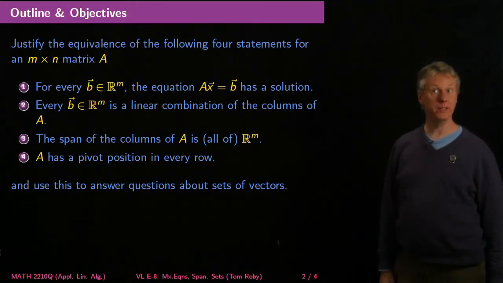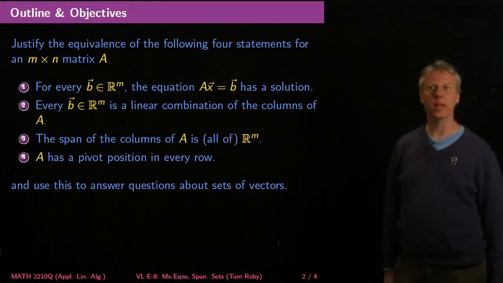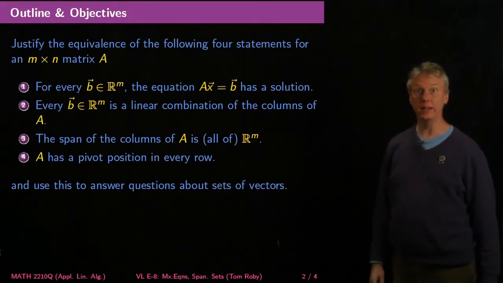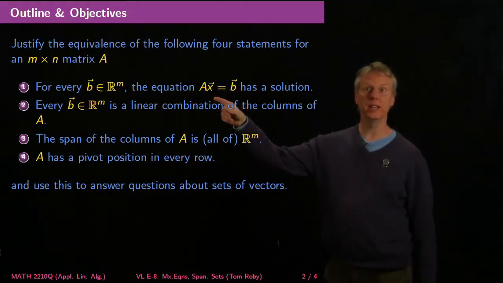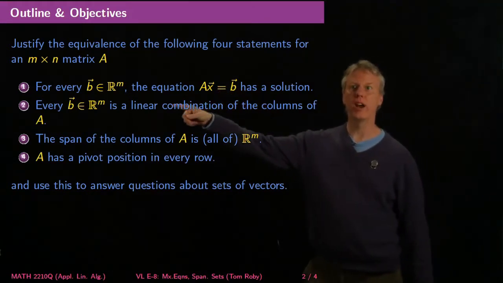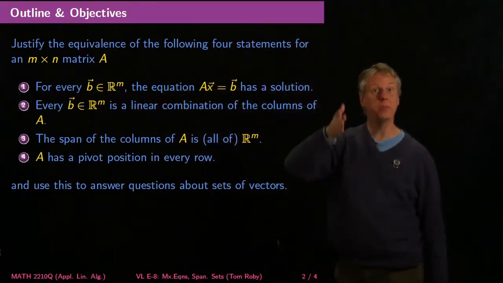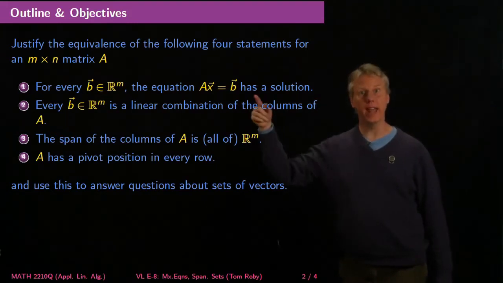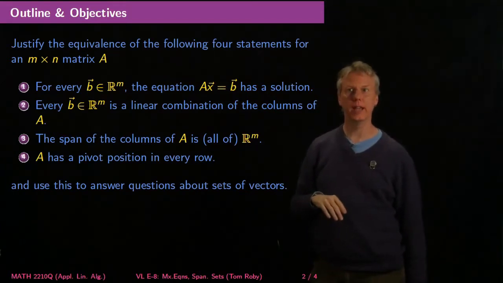The main objective here is to justify the equivalence of the following four statements for an m by n matrix A. We're interested in understanding when the matrix equation, which we can view as a system of linear equations, Ax equals b, has a solution for every possible b in R^m. No matter what I put as the right-hand side, I should be able to find an x such that Ax equals b. That's the question we're trying to answer here.